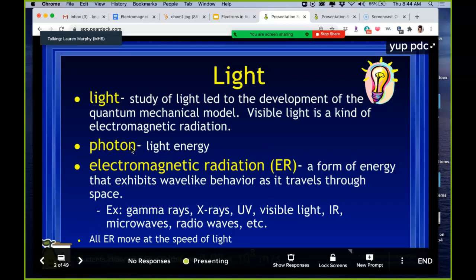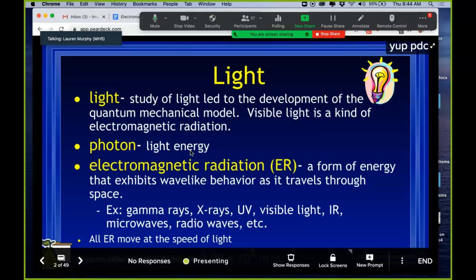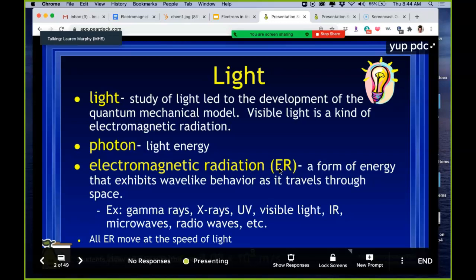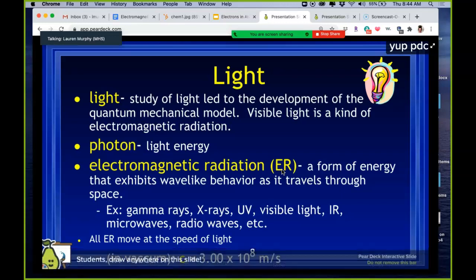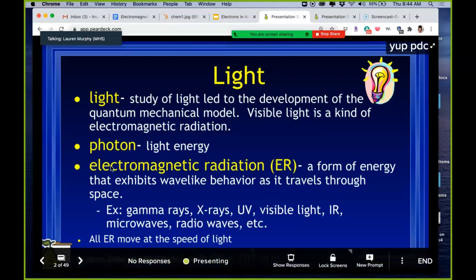So a photon is just a particle of light that has energy. I'm going to use ER as an abbreviation, and don't get it confused with biology. In biology, ER is like endoplasmic reticulum. In this class, it's electromagnetic radiation, and all this means is some form of energy that can move like a wave.